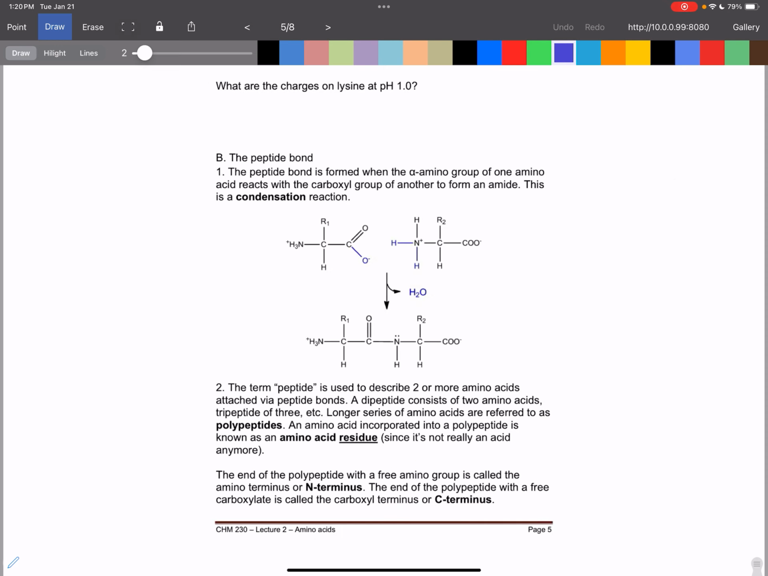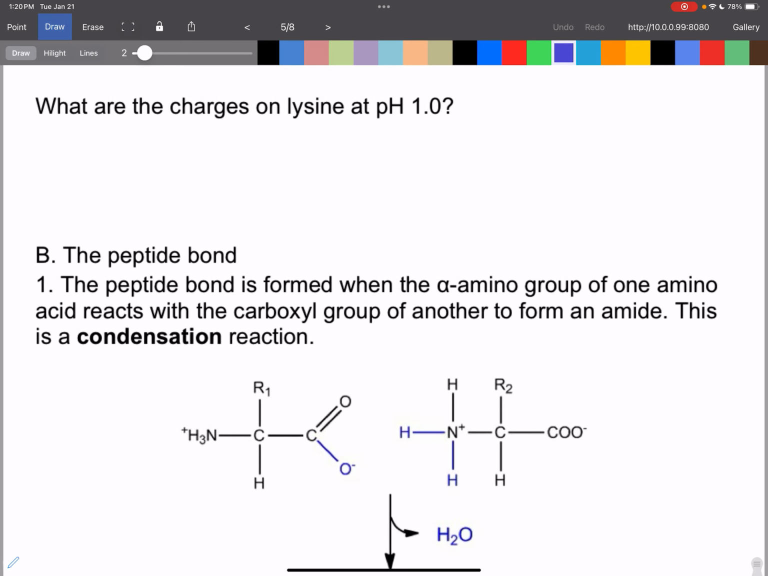So let's do another example on the next page. This is the charges of lysine now at pH 1. So we're dropping the pH quite low, down to the acidic range. I'll draw out the structure of lysine that I expect. At pH 1, pretty much everything that can be protonated will be protonated. That includes the side chain and the main chain amine; both of those will be protonated. And the carboxyl group will be in the carboxylic acid form, which is the neutral form.